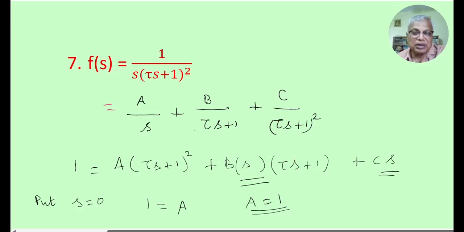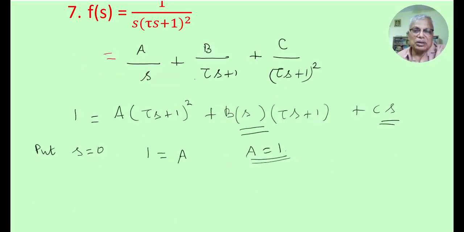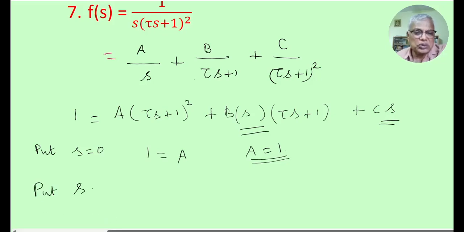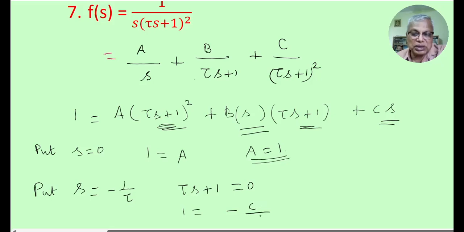Next let us substitute s equal to minus 1 by tau. Then tau s plus 1 is going to become 0, so this term will be 0 and here also will be 0. So you're going to get 1 equal to minus C by tau. This means C equal to minus tau. So you got A as 1 and C as minus tau. Now we're going to get B.